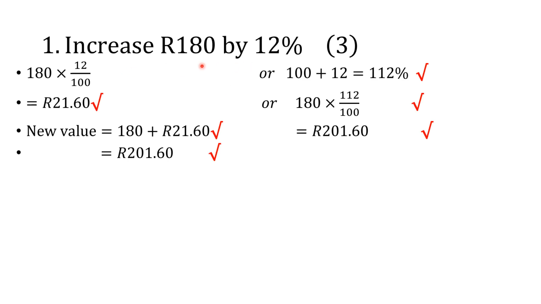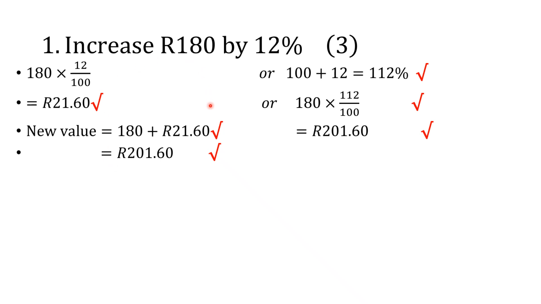So to increase a value by 12%, I first need to know what's 12% of that value. So I can say 180 times 12 over 100, which gives me a value of 21 Rand 60. So therefore my new value would be 180 plus the 21 Rand 60, which gives me 201 Rand 60. Remember, 12% is 12 over 100.